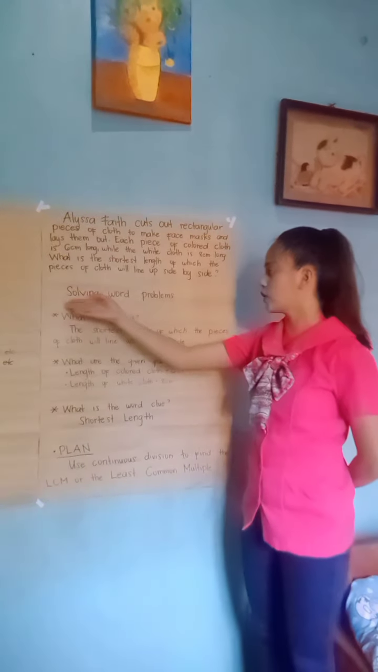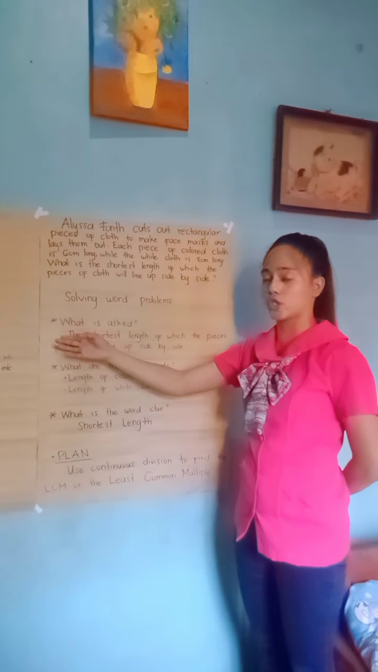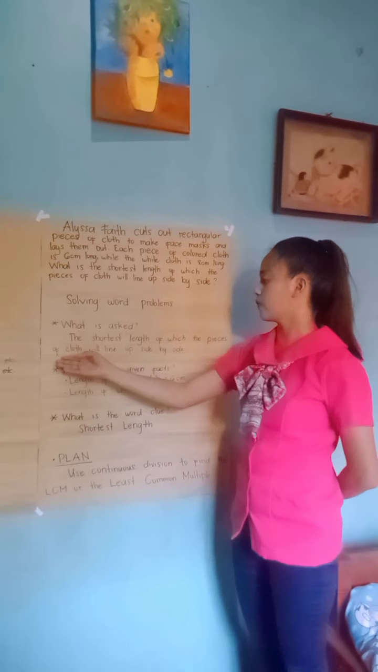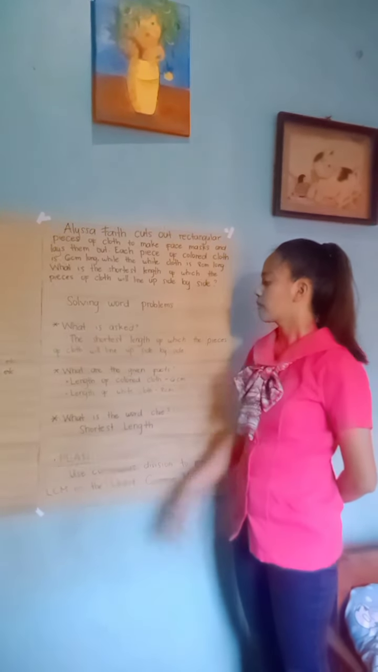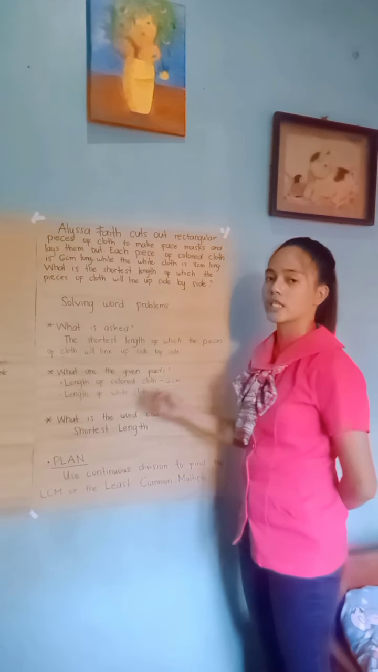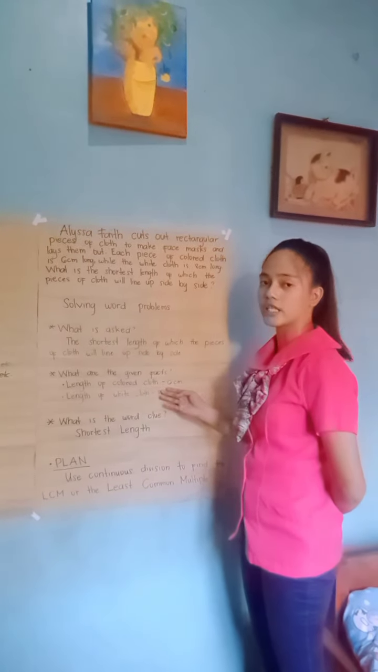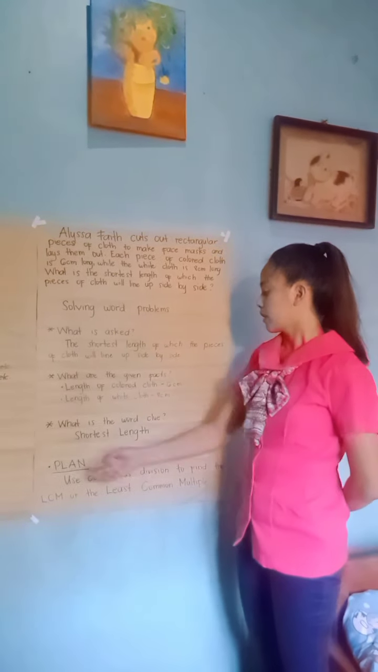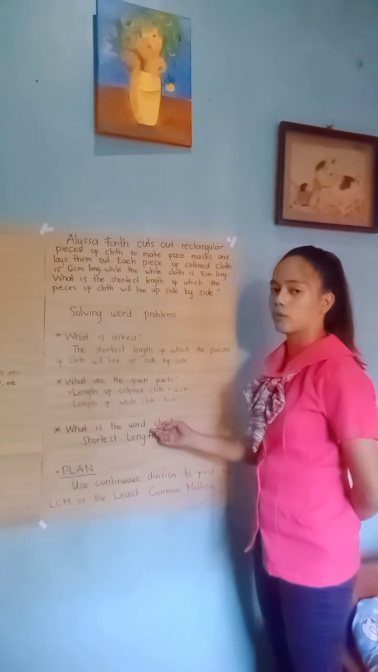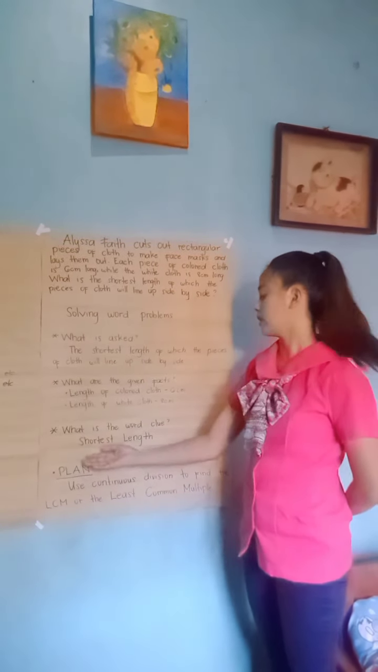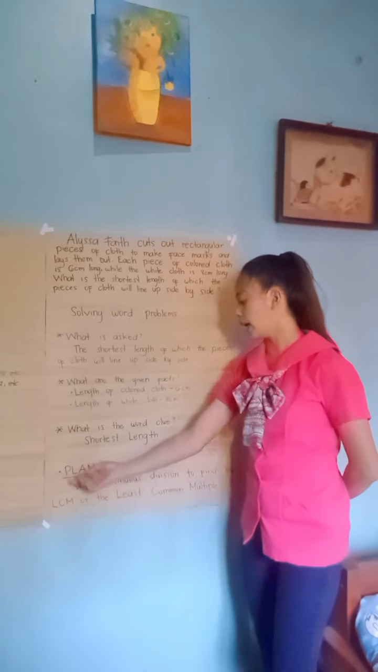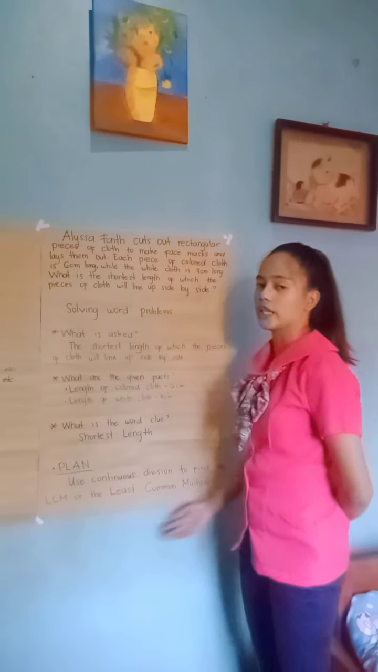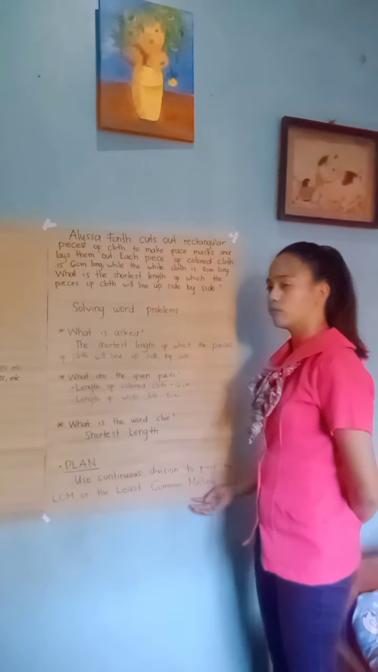So let's go here in solving the word problem. Consider this question again. What is asked? The shortest length at which the pieces of cloth will line up side by side. Next is, what are the given facts? The length of colored cloth is 6 cm, while the length of white cloth is 8 cm. Next, what is the word clue? The word clue is shortest length. Step 2, plan. So we again use continuous division to find the LCM or the least common multiple.